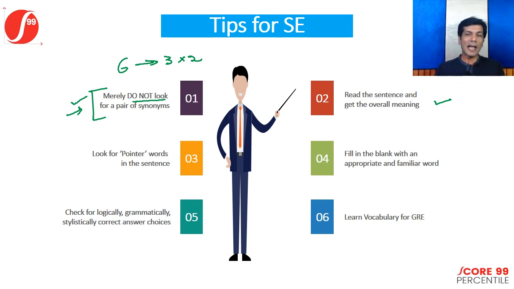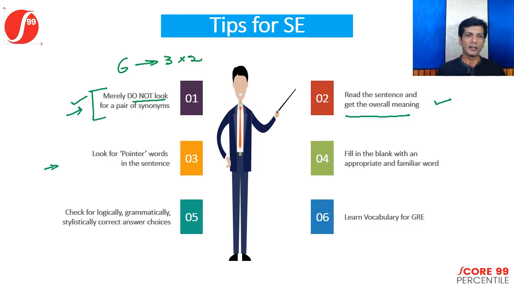Now, the blank is there in your sentence in one of the clauses or in one of the ideas. Students tend to make a mistake in that they focus only on that particular part of the sentence which has a blank and ignore the rest of the sentence. If that were the case, then very likely you will fall into the trap of choosing the wrong options because we don't get the overall contextual meaning of the sentence. So for that, you have to read the sentence and get the overall meaning.